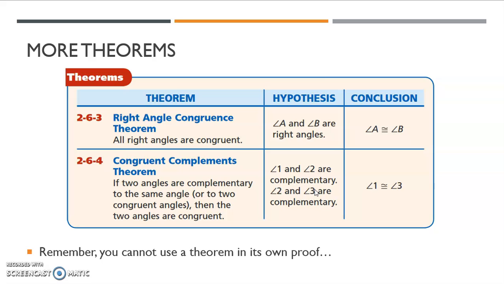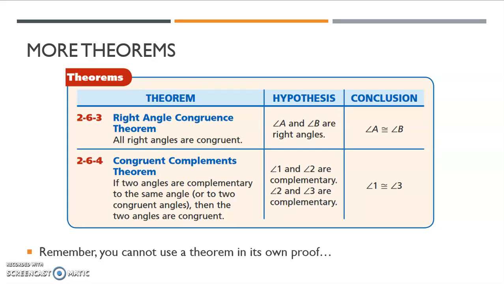And one last thing is to remember that you can't use a theorem in its own proof because that's considered circular reasoning. That's like me telling you that you have to do something because you have to do it. Well, why do I need to do it? You didn't give me a good reason. So you can't just use the theorem in its own proof. You have to come up with other reasons why it is.